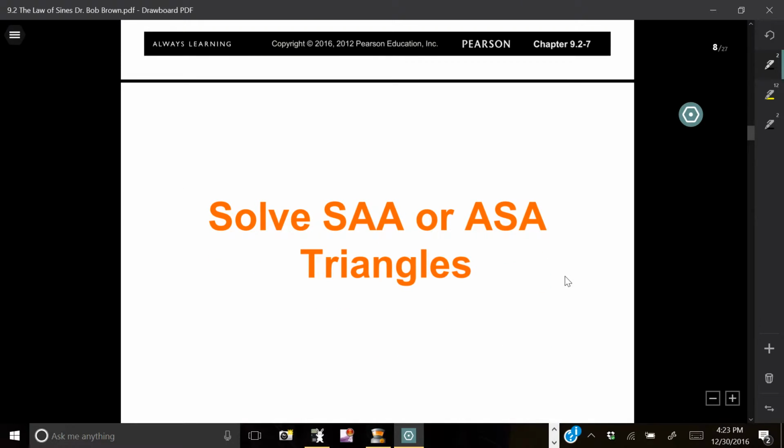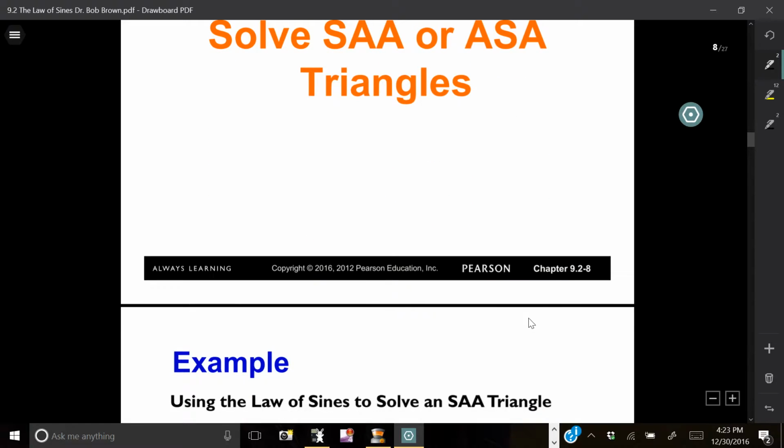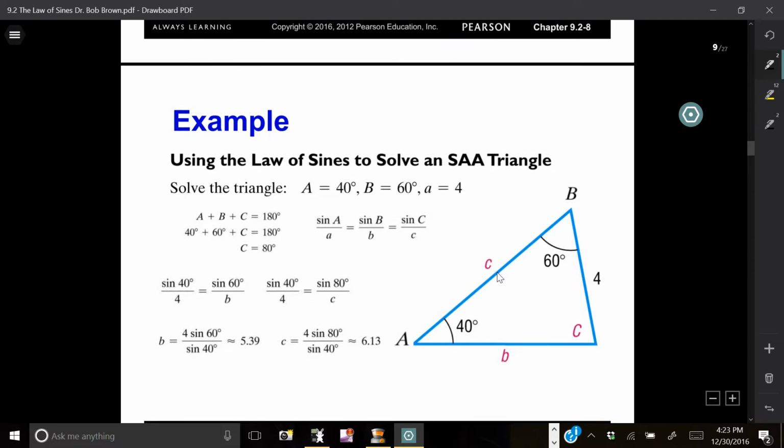Now we're going to solve an angle angle side and an angle side angle triangle. We're going to use the law of sines to solve this triangle we see here on the right. We're given an angle of 40 degrees and an angle of 60 degrees. We're given that a is equal to 4. And we want to find b and c and angle C.